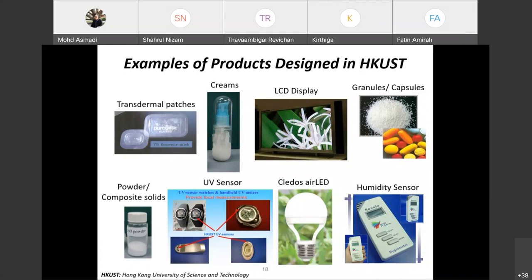But we have, in terms of devices, I think there's a company, UTMs. Oh, I'm not sure what products, but I think from the Faculty of Electrical Engineering. Okay, so this is an example of the products from HKUST: LCD display, granule capsule, and then UV sensor, LED humidity sensor. So all those are functional chemical products that HKUST have produced.